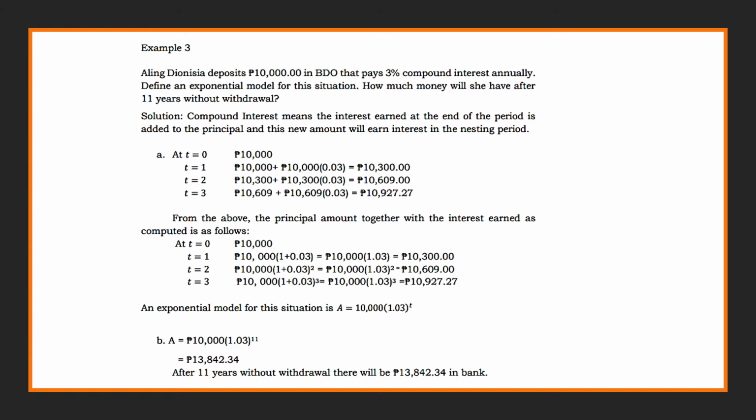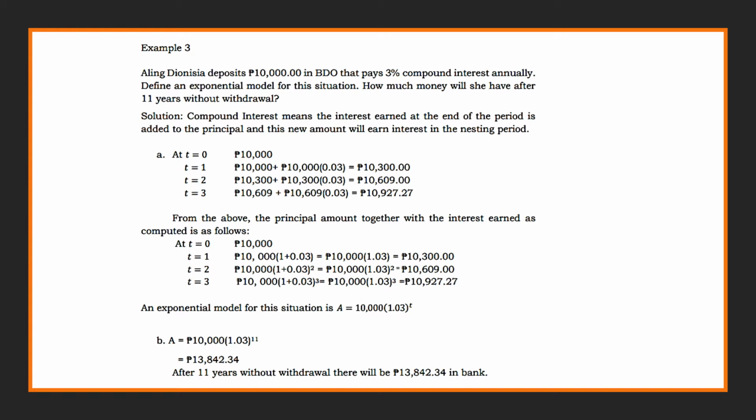Okay? So, 3%, pag ginawang decimal is 0.03. Saan ang galing yung 1? Dun sa ating formula na 1 plus r, yung diniscuss ko sa the slide before this. So, the amount will become 10,000 times the quantity 1.03 raised to 11.